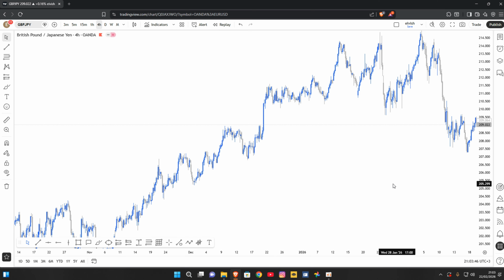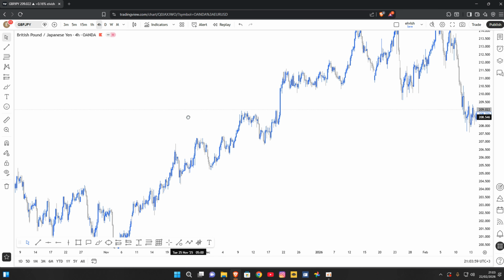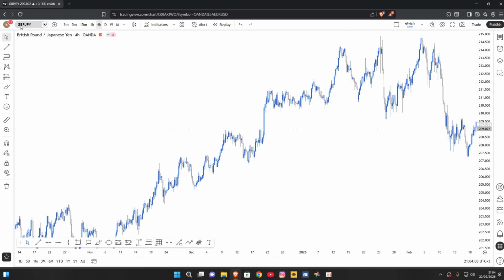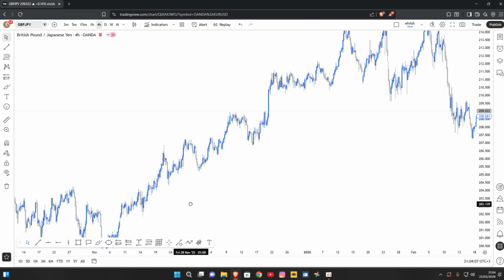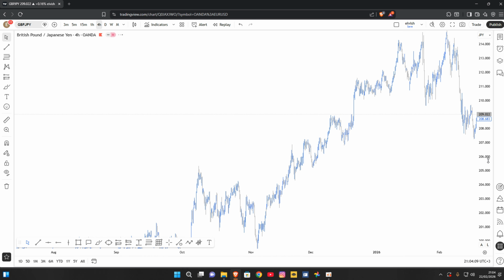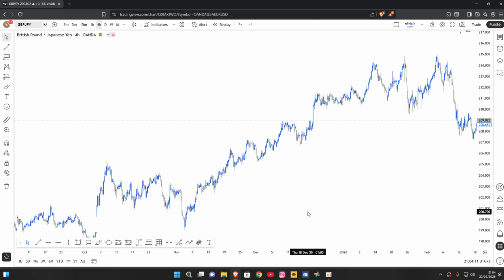We want to look for the push and pull, push pull, push pull. We want to see the previous high being broken by the current higher high. So that's what we shall be looking for in this scenario. So if you look over here, this is GBP/JPY. Let me zoom out, I want to give you that clear picture.